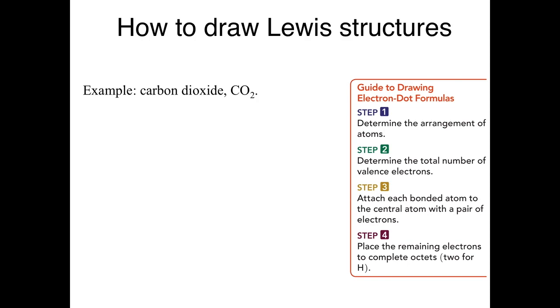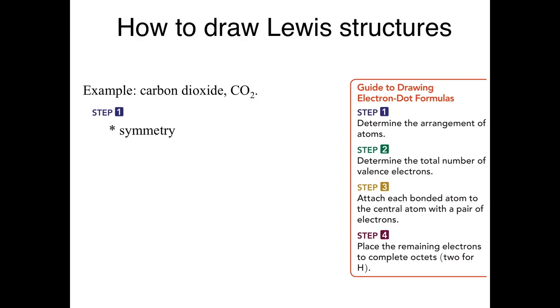Let's see how you can use this guideline to help you draw the Lewis structure for carbon dioxide, CO2. Again, step 1 says to determine the arrangement of the atoms. And most of the time, this simply means deciding which atom is your central atom, the atom that the other atoms are connected to. There are 2 things you can use to determine what your central atom is.